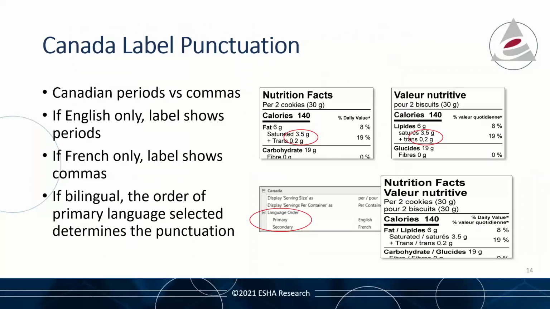Canadian nutrition facts tables use periods or commas depending on the language that is selected. Genesis applies these automatically based on your label selections. So if the label is presented in English only, the label shows periods for decimals. If the label is presented in French only, it shows commas. If a bilingual label is used, then as directed by the Canadian regulations, Genesis looks to the language order selected and uses the primary language to determine the punctuation style.